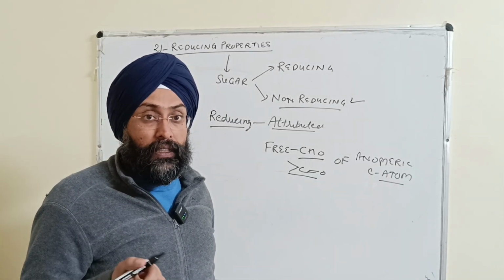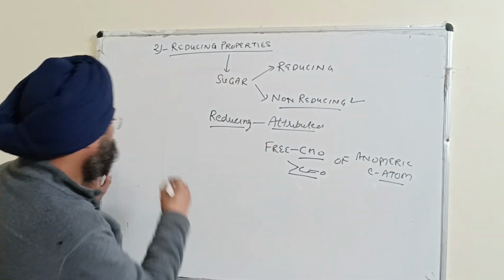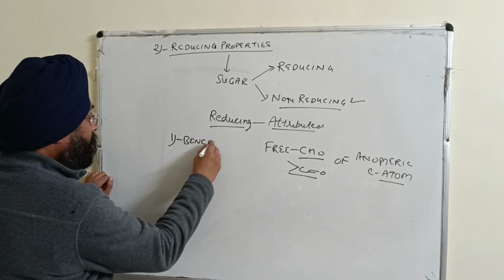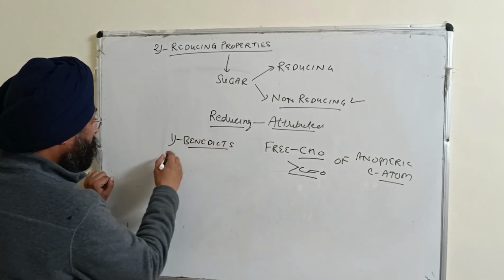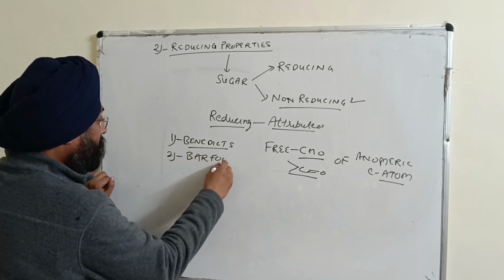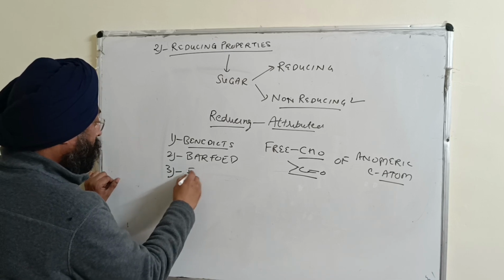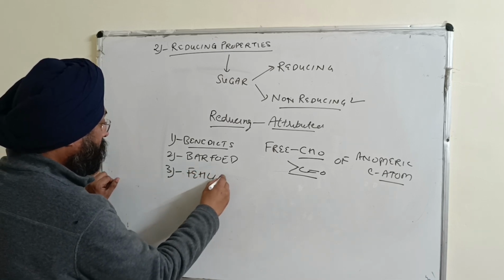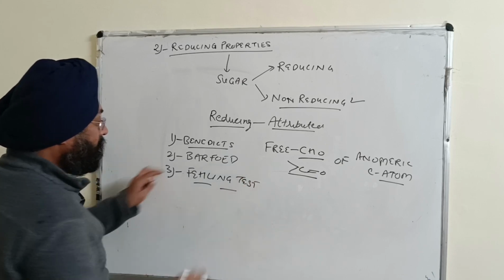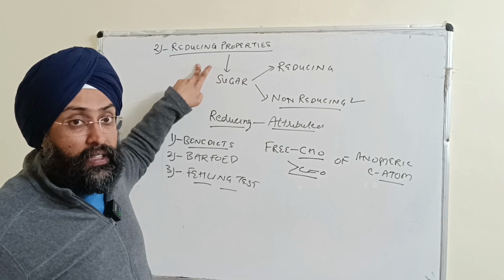Several tests are available for this, using this property, right? First is our most favorite Benedict's test, right? Second is our Barfoed's test, and third is our Fehling's test, right? These tests are attributed to the reducing properties of sugar. Now I'll start with the third reaction.